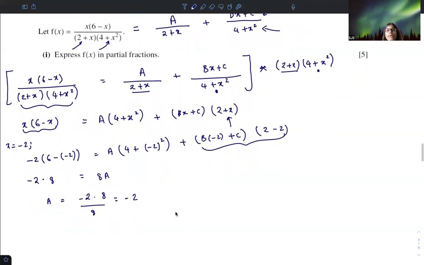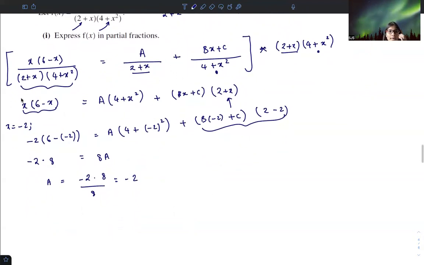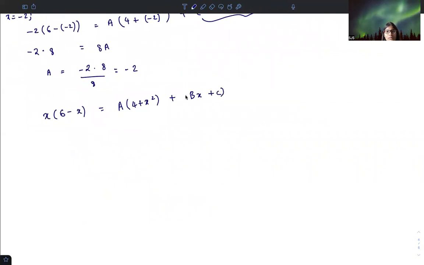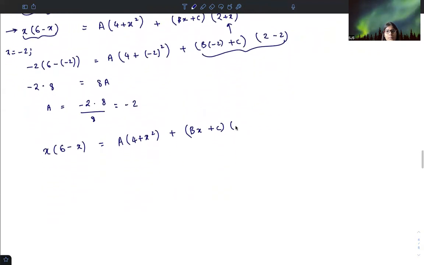In the next step, we'll try to eliminate b so that we can find c. And we already have the value of a. So again, we take x multiplied with 6 minus x is equal to a, and a now is -2. So a times 4 plus x squared plus bx plus c multiplied with, say, 2 plus x.